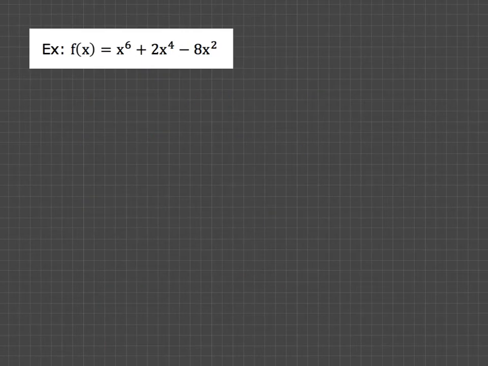Here's another one where we are going to need to do some factoring, but our goal, remember, is to find zeros and multiplicity. So setting x to the 6th plus 2x to the 4th minus 8x squared equal to 0. First thing is we want to look for greatest common factor. Well, it looks like there's an x squared in each of those terms, so we'll bring an x squared out. We're left with x to the 4th plus 2x squared minus 8.